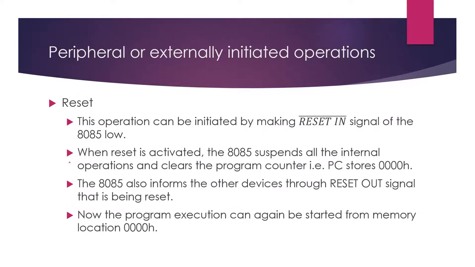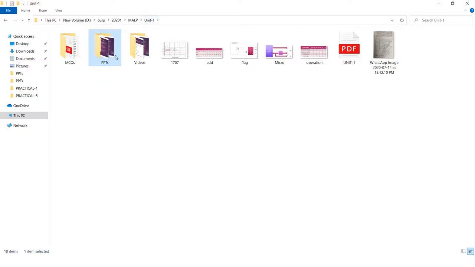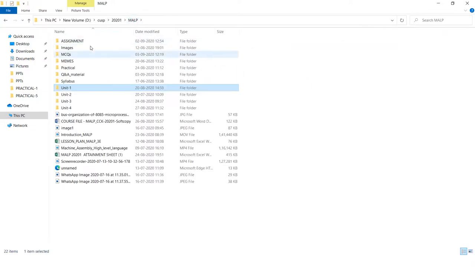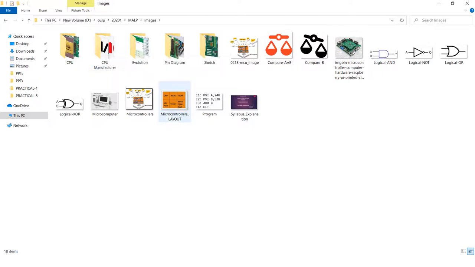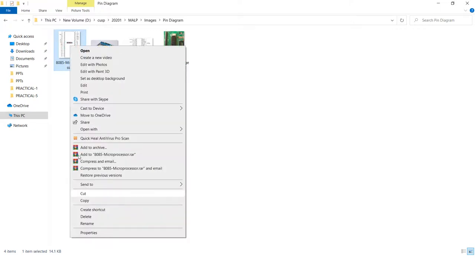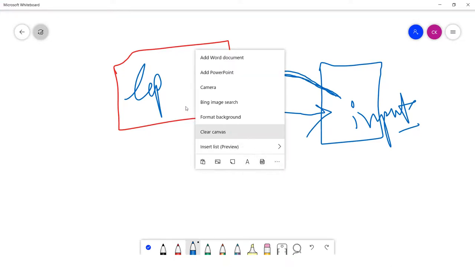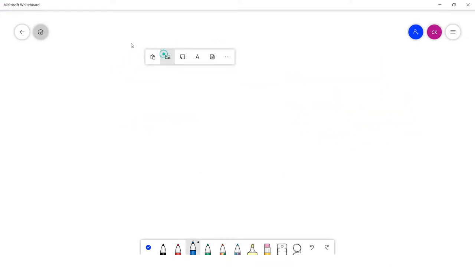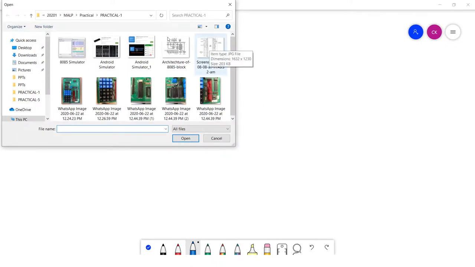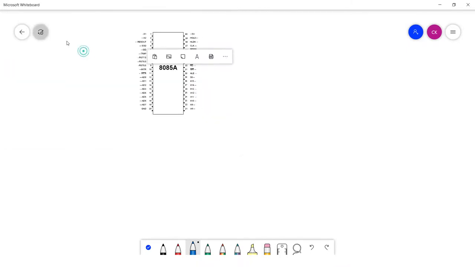Before we discuss the reset pin, let us look at the 8085 pin diagram. Where is the pin diagram? Yes. Copy. I want to paste it in the Microsoft whiteboard.